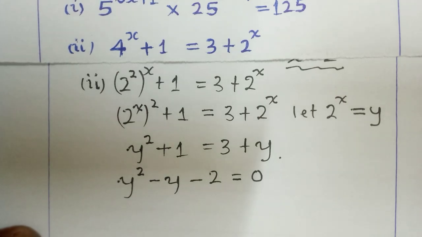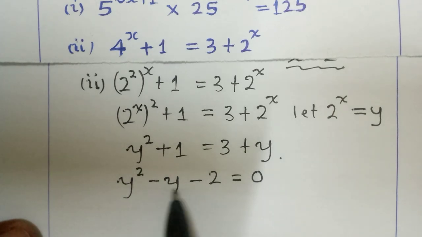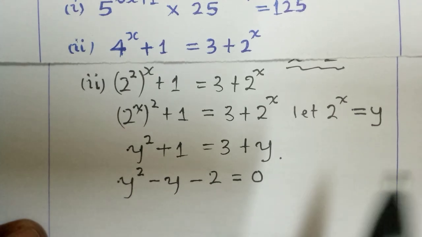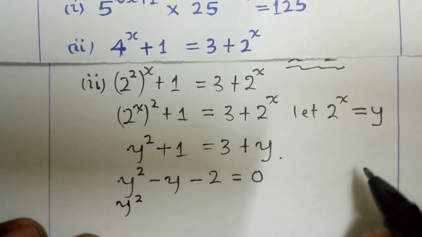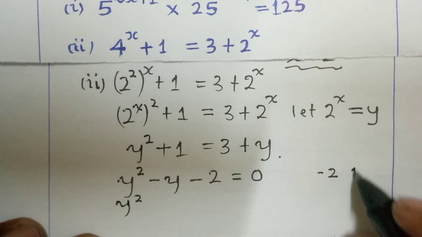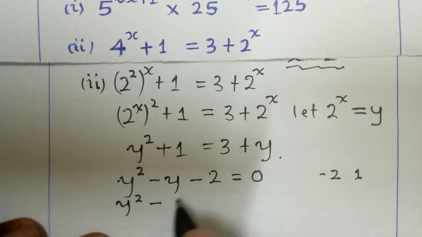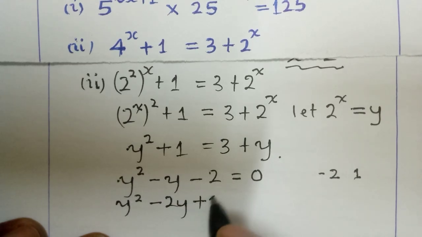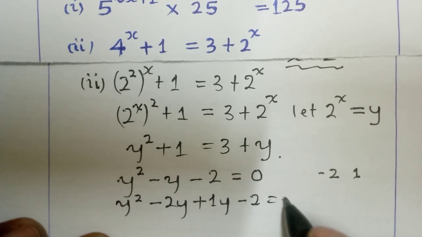And now I look for 2 numbers. If you multiply, you get negative 2. If you add, you get negative 1. And those 2 numbers are negative 2 and 1. So I'll have y squared, I've said negative 2 and 1. So this one will be y squared minus 2y plus 1y minus 2 is equal to 0.